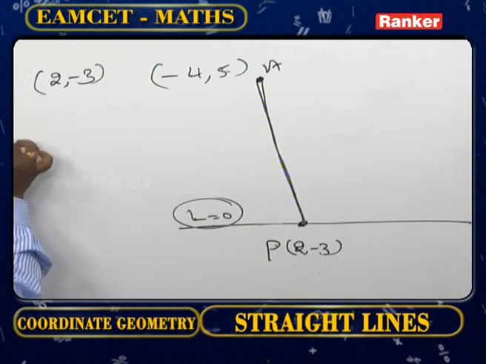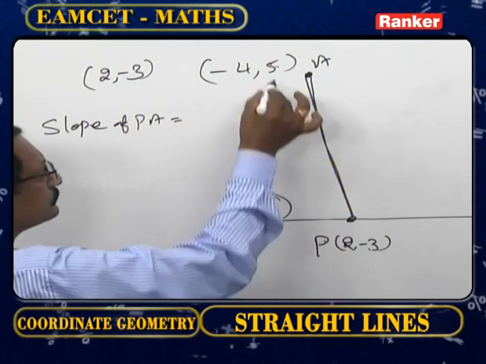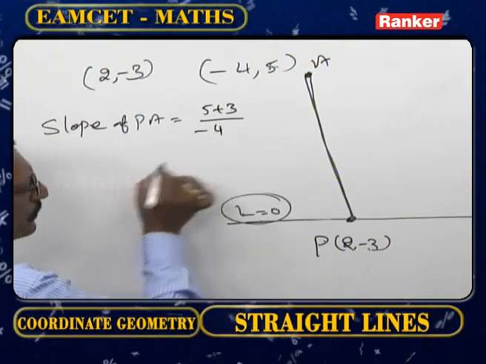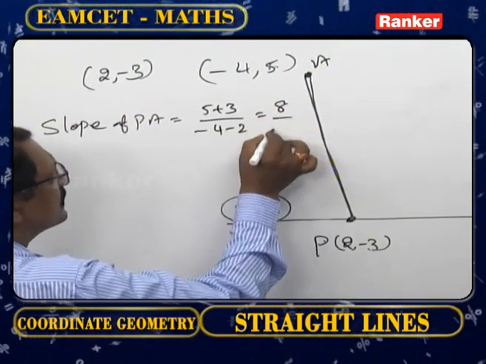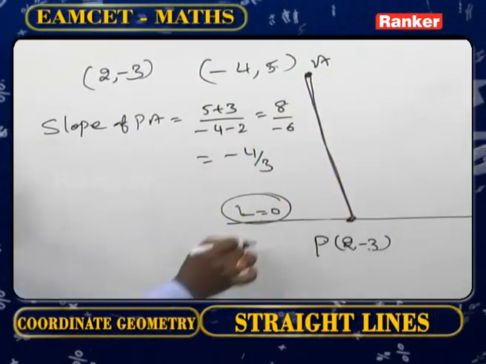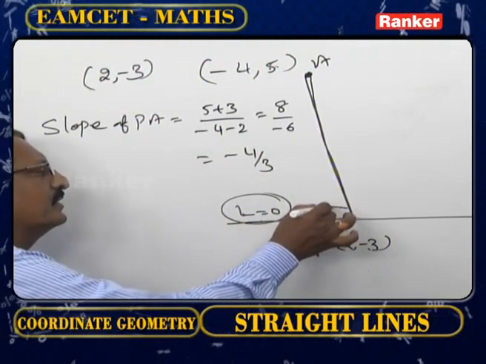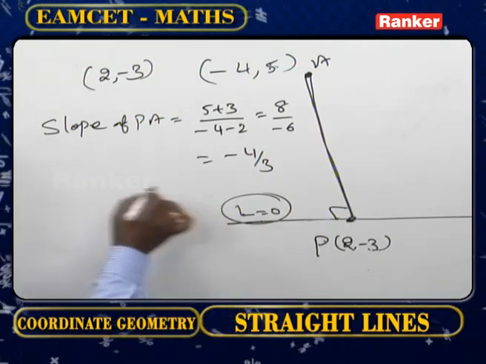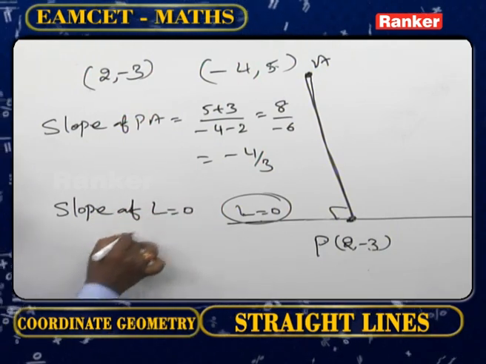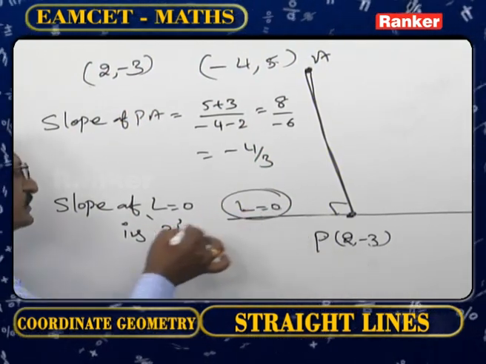Now, first the slope of PA. Slope of PA equals 5 minus of minus 3 by minus 4 minus 2, that equals 8 by minus 6, or minus 4 by 3. Now the slope of PA equals minus 4 by 3, but L equals 0 is perpendicular to PA. Then the slope of L equals 0 is 3 by 4.